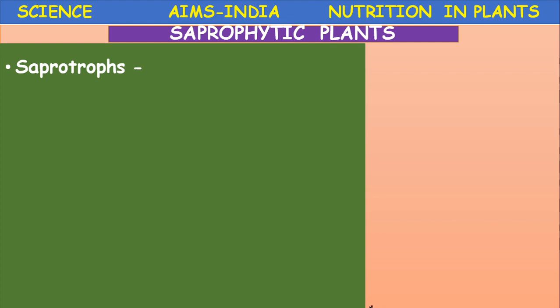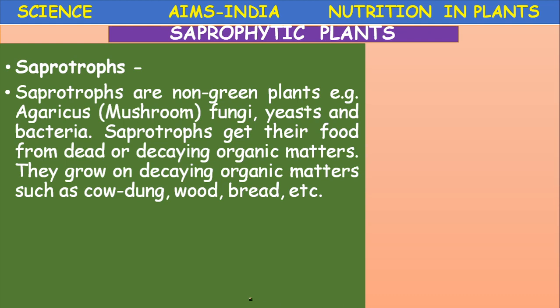Next, saprophytic plants or saprotrophs. What are saprotrophs? Saprotrophs are also non-green plants. Example: Agaricus or mushrooms, fungi. It is a fungi, and yeast and bacteria come under saprotrophic nutrition. The saprotrophs get their food from dead or decaying organic matters. They grow on decaying organic matters such as cow dung, wood, bread, etc.